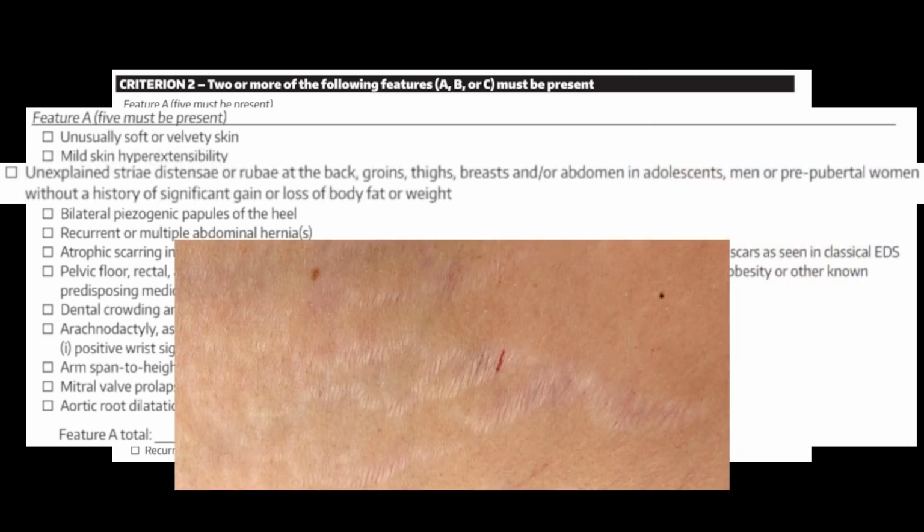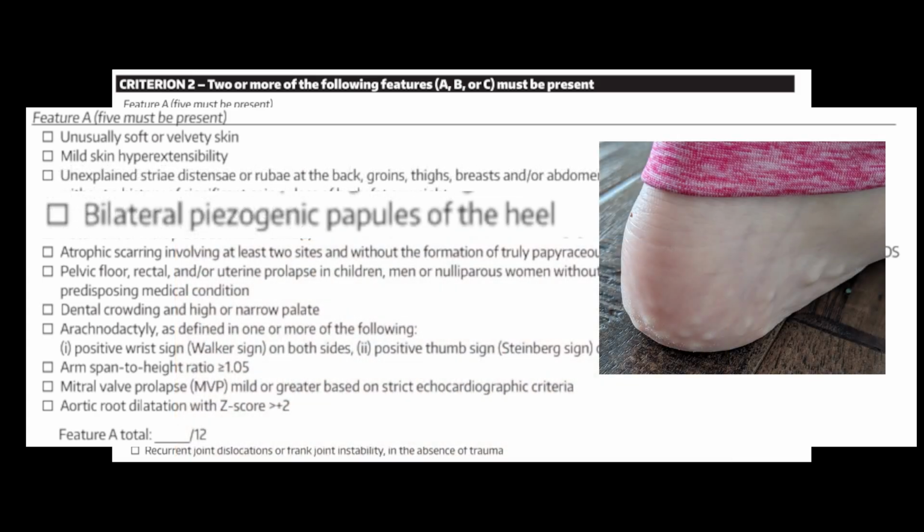Unexplained striae. Basically, when you think of that, you want to think of really bad stretch marks, and that is also without a history of significant gain or loss of body weight, because that can also do the same thing, so they want to rule that out. Bilateral pyogenic papules on the heel. I'll see if I can throw a picture of mine up here. I do have that one.